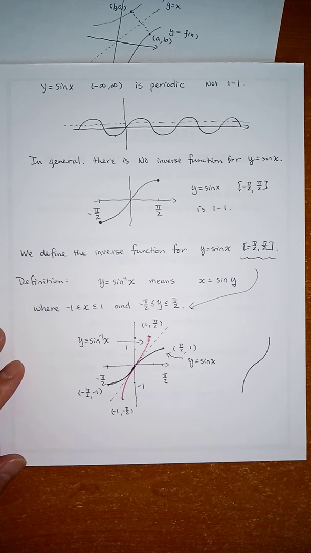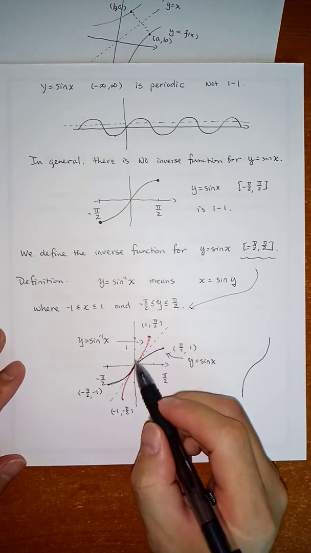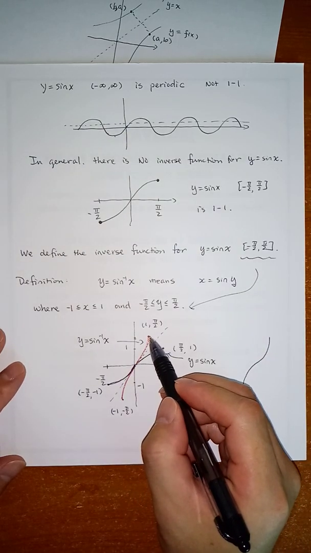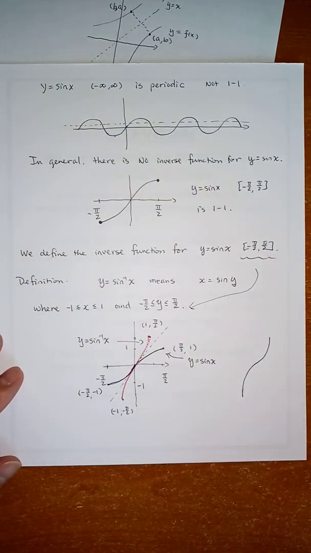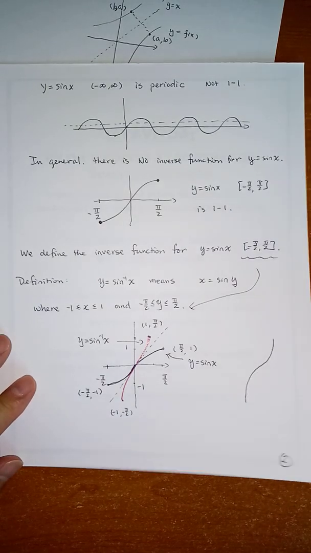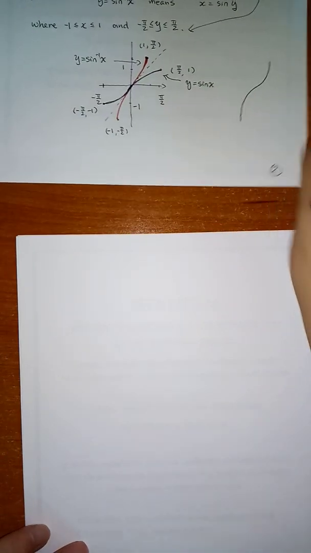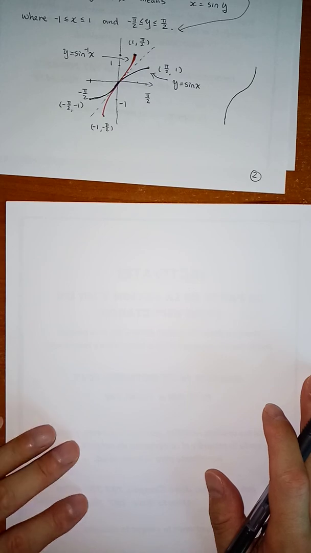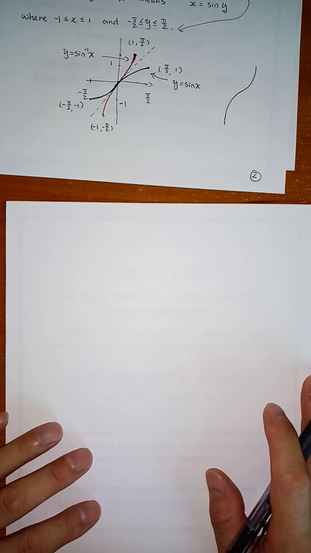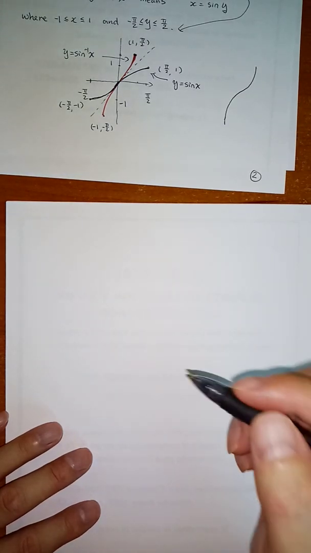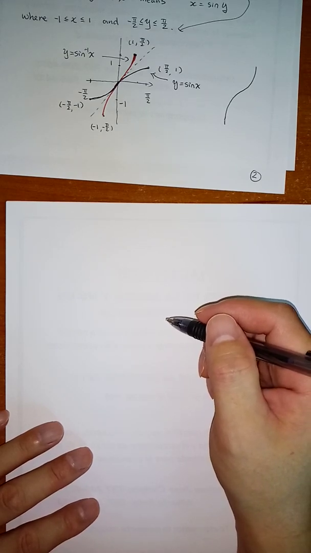And from here you can see that it has several special points. So here you have (1, pi over 2), (-1, negative pi over 2), and (0, 0). So far we have those 3 special values. Once you have a function, you need to know some special values. To get a special value of an inverse function, we always start from the special values of the original function.